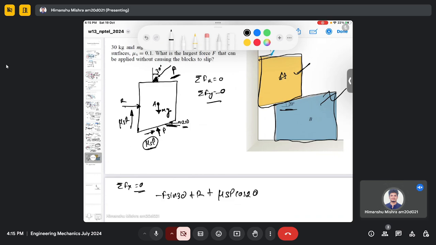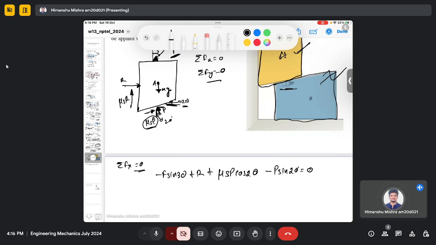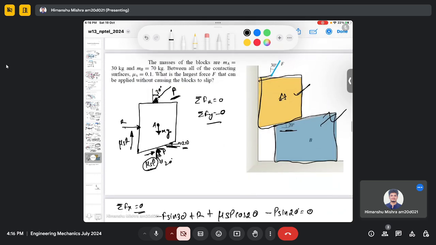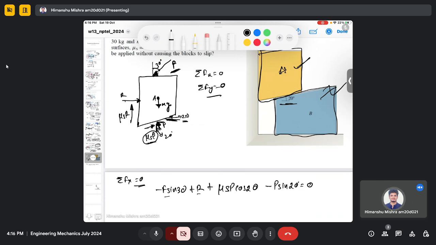and then the component of this force P. So it's not a vertical force, it's acting at an angle. So this is 20, so it's P sine 20. So this is my equation. And you can see there are three unknowns in this equation, F, R and P.